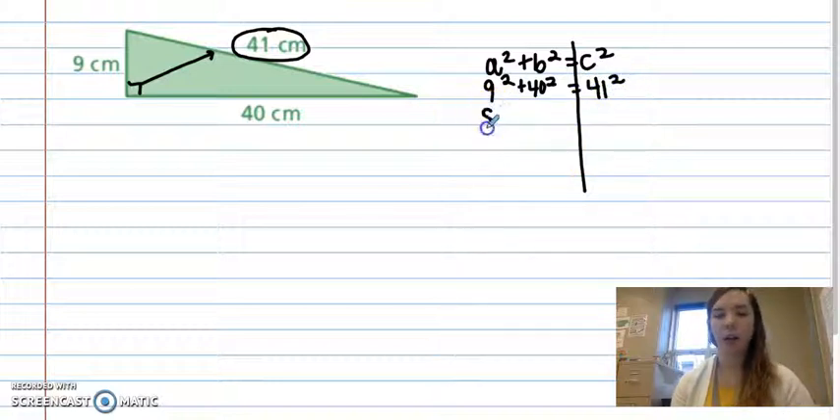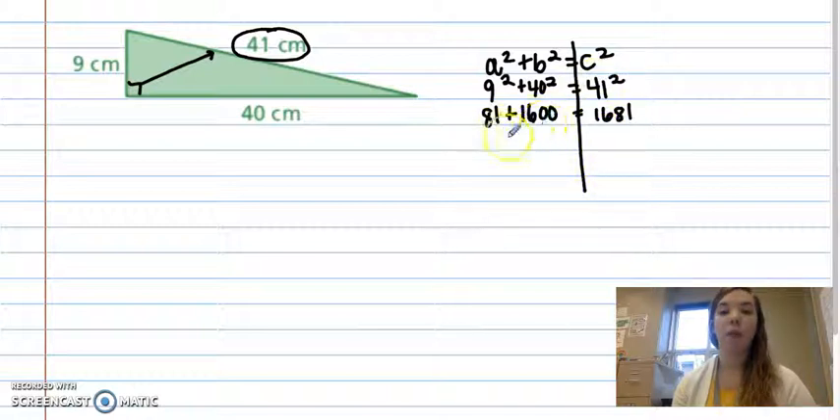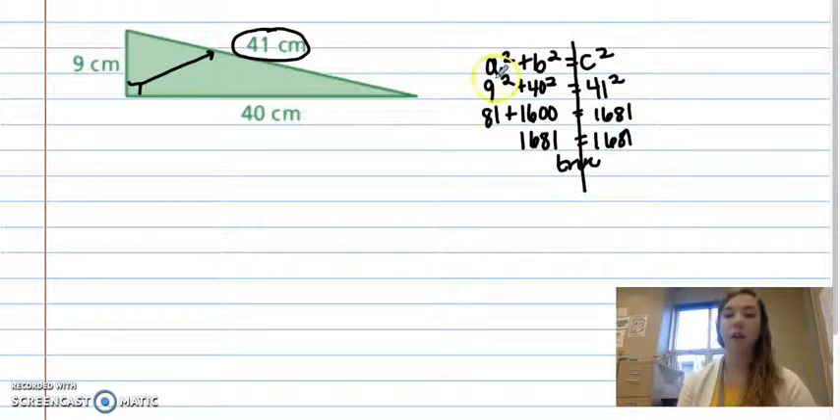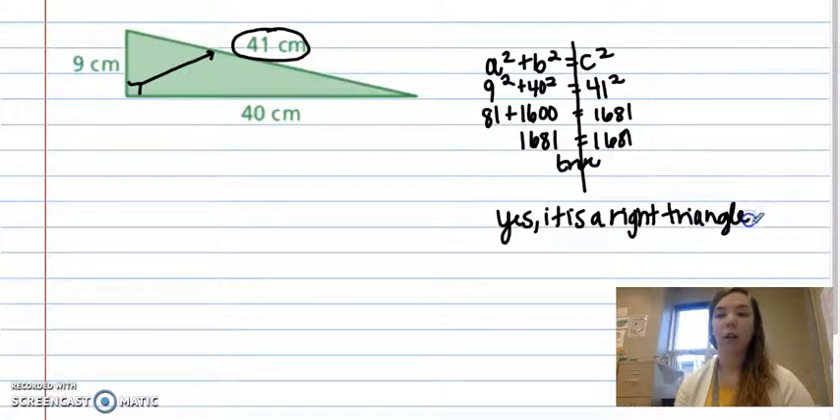Okay, 9 squared is 81. This is 1600. 41 squared is 1681. And you do need to type that in, and you should know how to type that in by now. If I add these together, it would be 1681 on both sides. This is a true statement, which means my final answer, none of this is my answer. This is all my scratch work. Although you do need to show your work, this is not your answer. Your answer is yes, it is a right triangle.